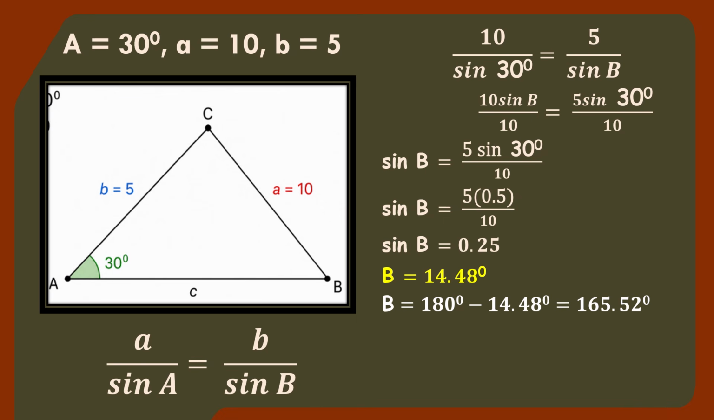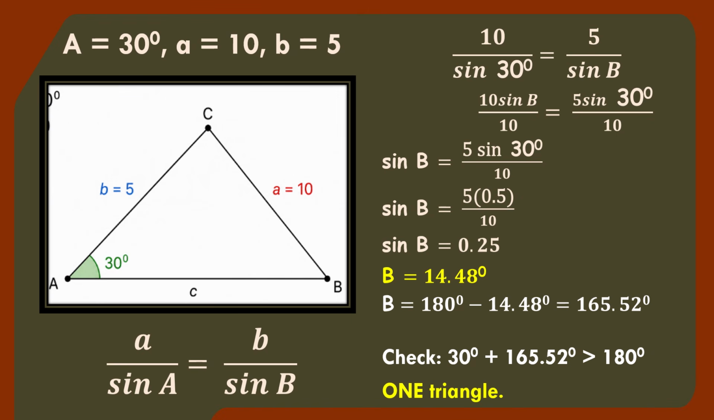Angle A is 30 degrees, and the second value of B is 165.52 degrees. If we add 30 degrees plus 165.52 degrees, that is 195.52 degrees. So that value is greater than 180 degrees. If that is the case, if the sum is greater than 180 degrees, the given forms one triangle.